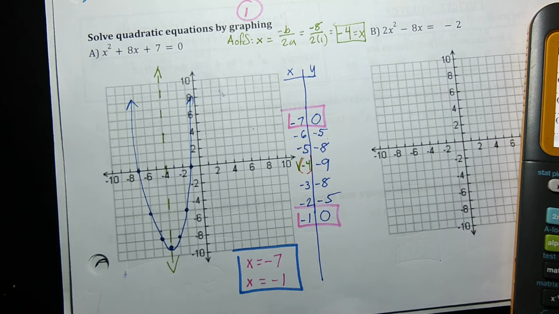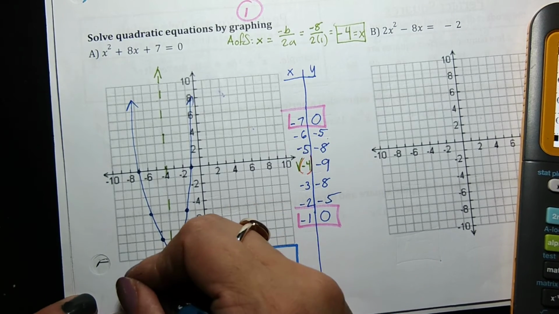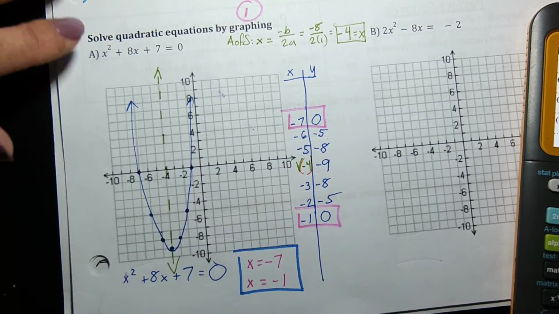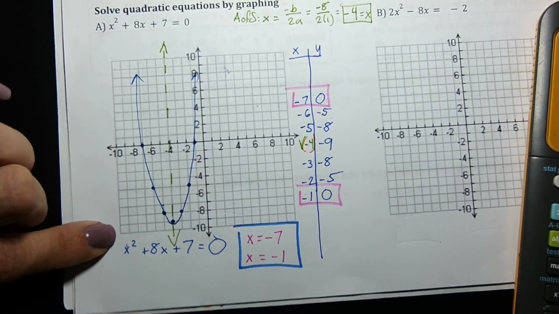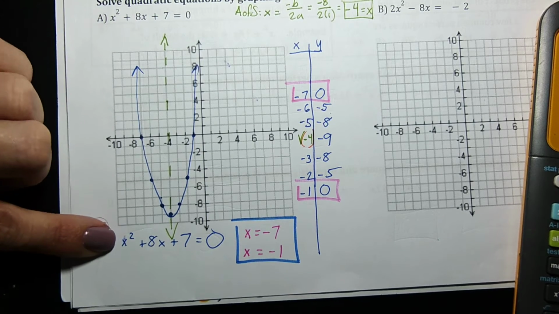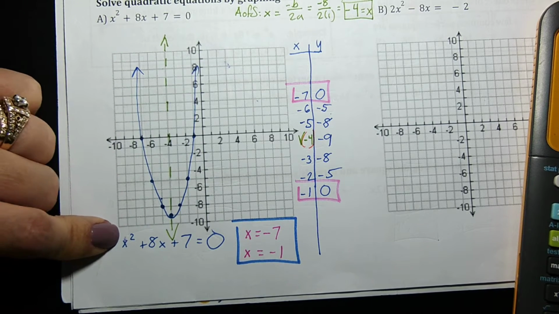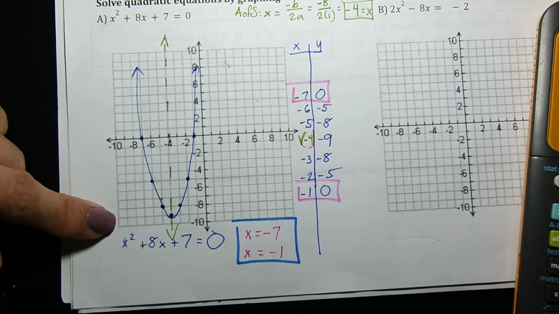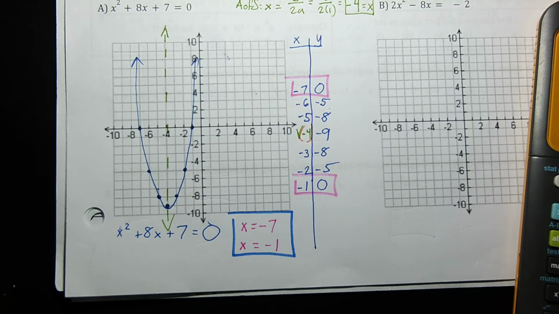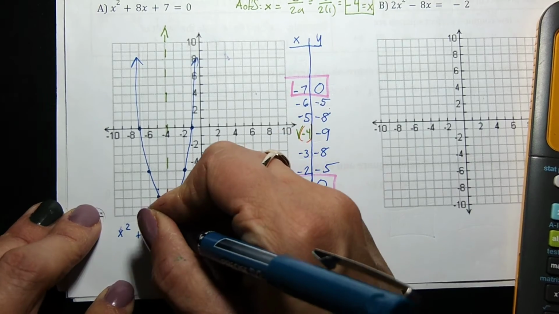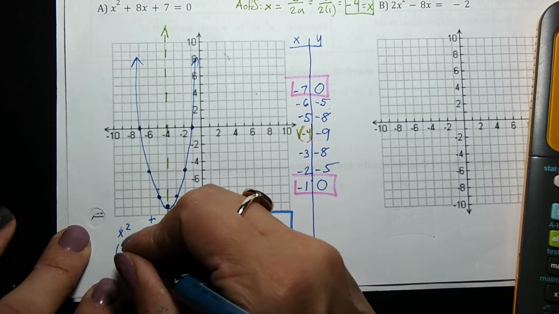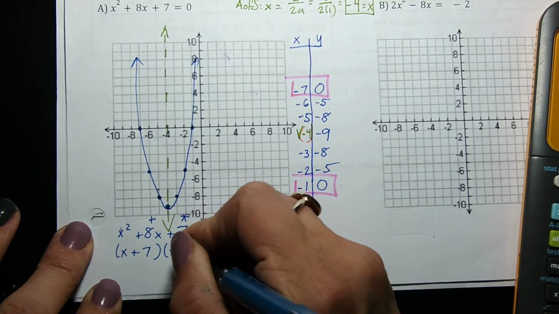Method 2 is solving by factoring. So folks, let's see what happens when I try to solve this by factoring. So same equation, just wrote it down below. Do we have a GCF? Nope. Do I have to use the x method? Coefficient of x squared is 1, so we're good there. So I'm looking for a product of 7 and a sum of 8. What are my two numbers? 7 and 1.